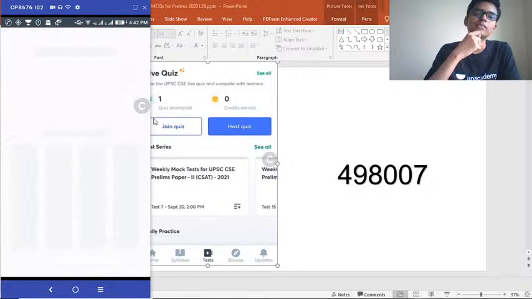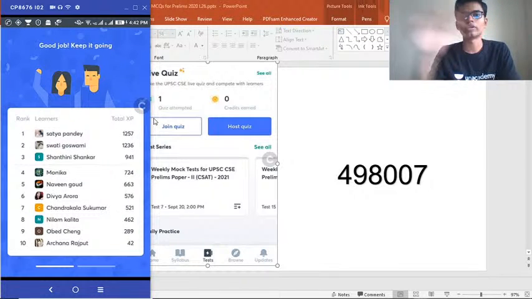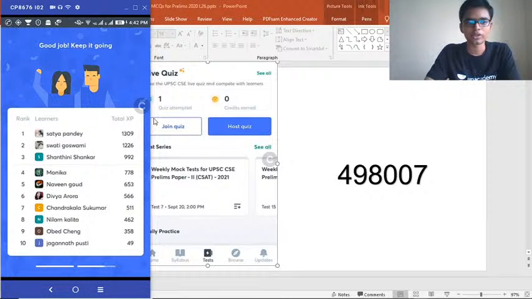Yeah, done. Correct answer is option D, none of the above. It's in hill slopes and all, okay? So Jagannath has joined us. Correct answer is option D.